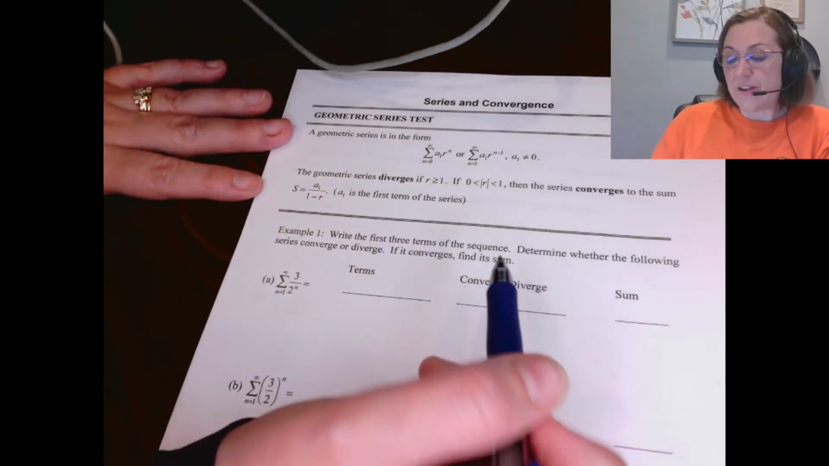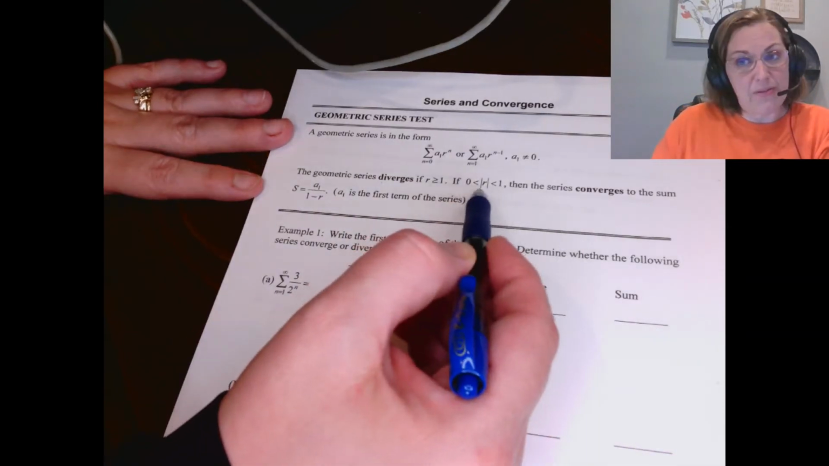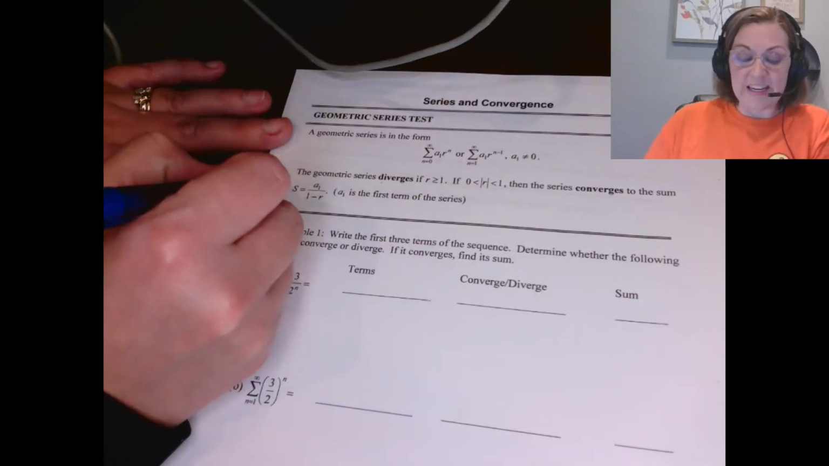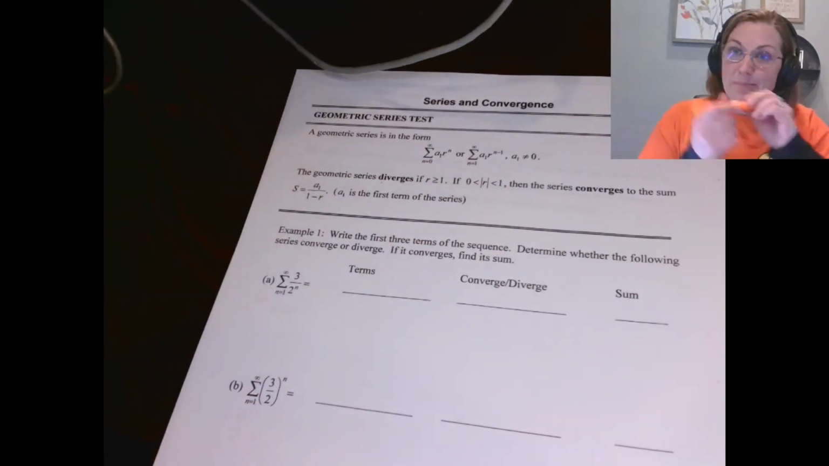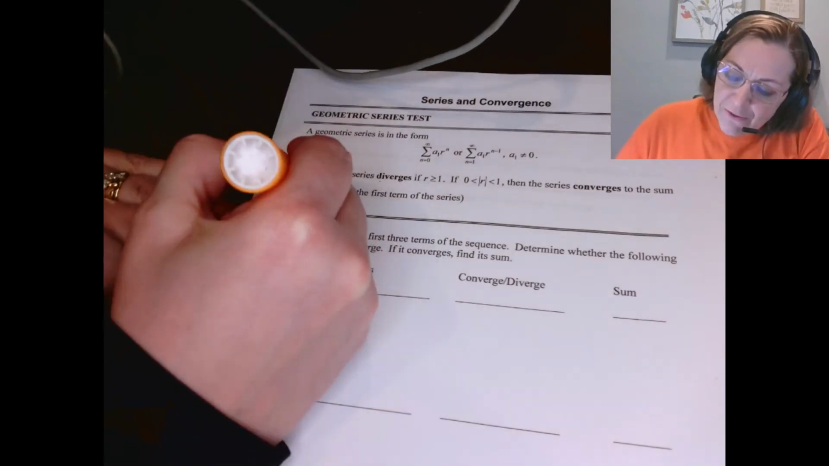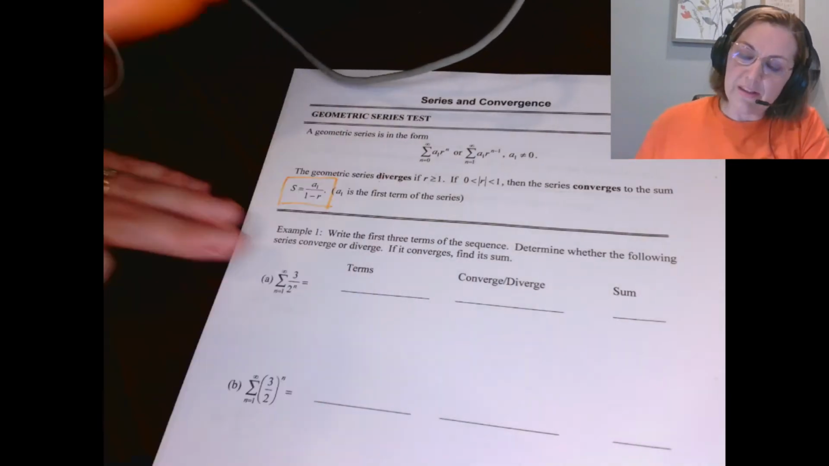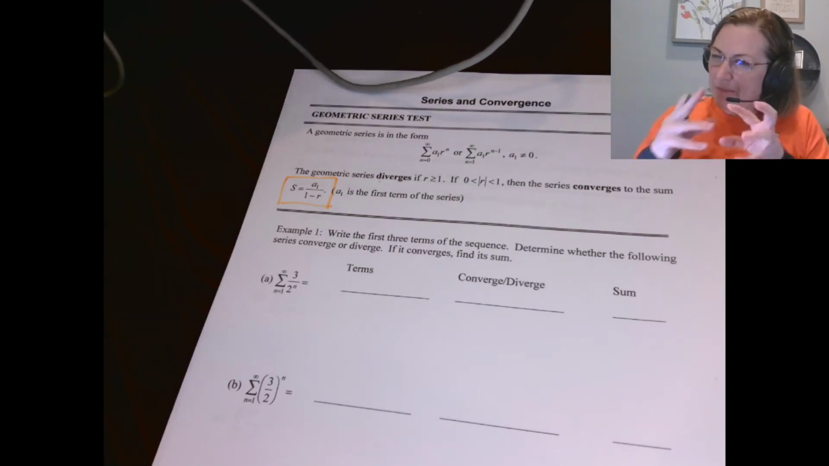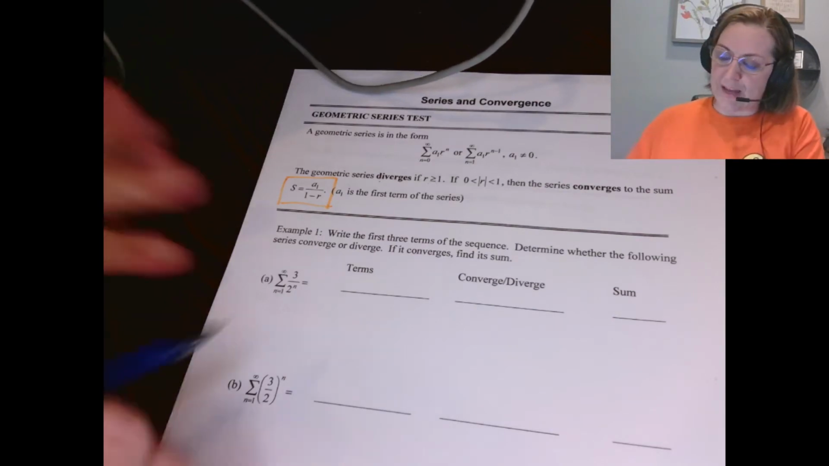But if the absolute value of that R is between 0 and 1, we say the series converges, and we get a very nice formula. Grabbing my highlighter here, we get a formula for the actual sum it converges to. So let's put some examples to that.